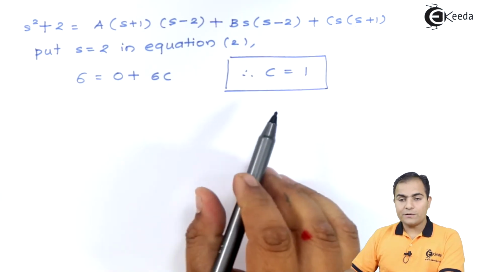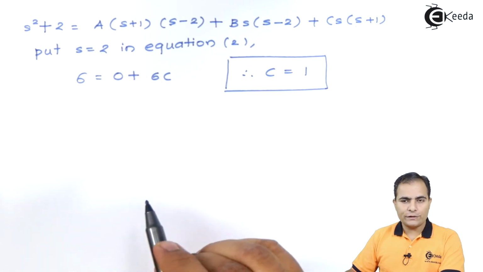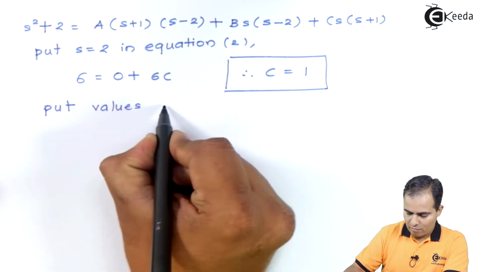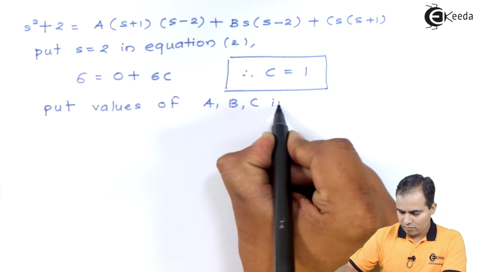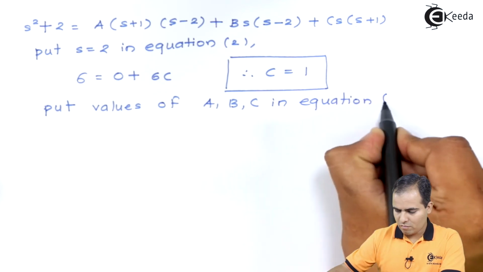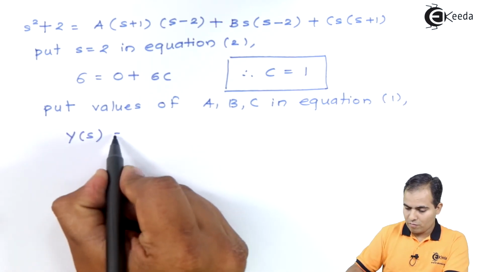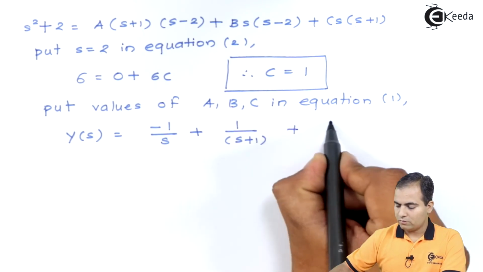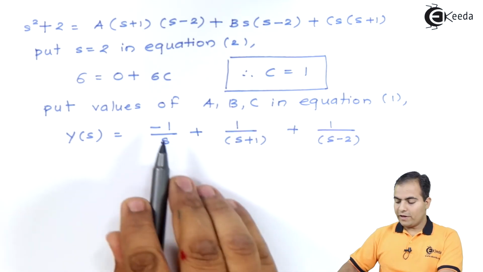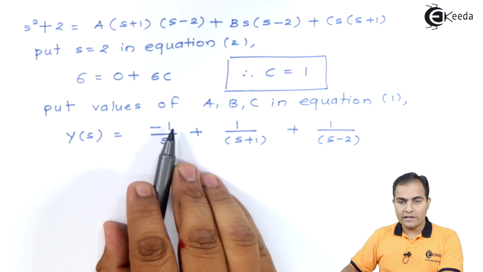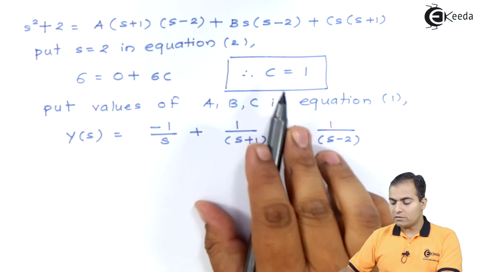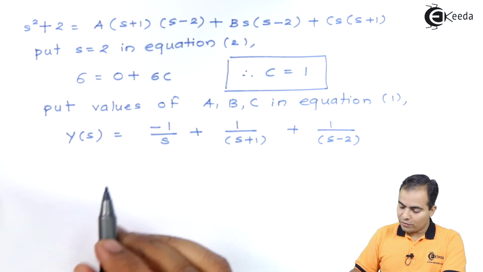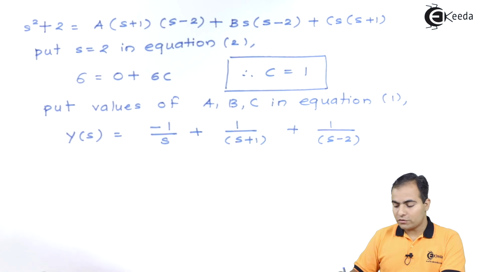What is our next step? Substitute all the values of a, b, c in equation number 1. So we have the a value we have already calculated, that is minus 1, b is 1 and c is 1. Now what you are going to do, of course we want the output response, so we will apply the inverse Laplace transform on both the sides.